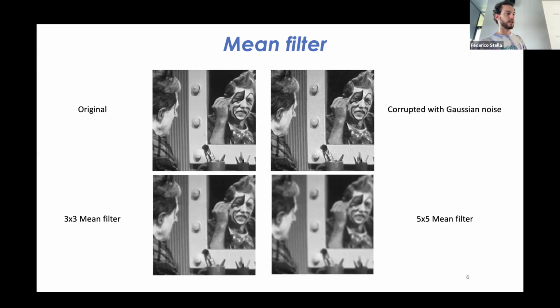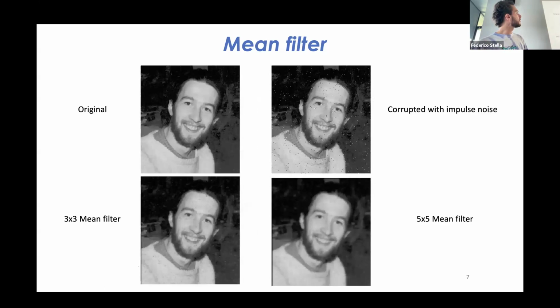Can we do something else? Are there any other cool filters? Yes, and they are useful. So let's see what happens if we have impulse noise. In this case, impulse noise is just, you see white dots and black dots. It's also called salt and pepper noise because it looks like salt and pepper.